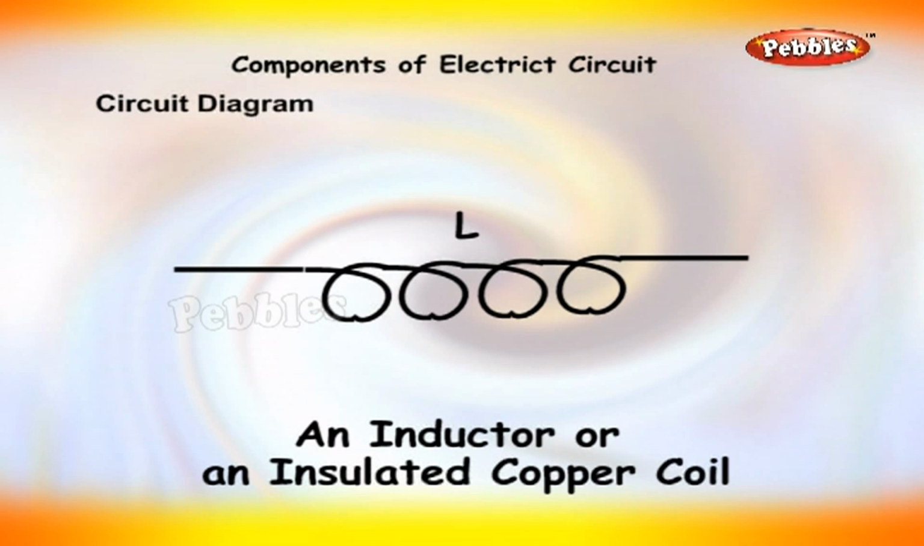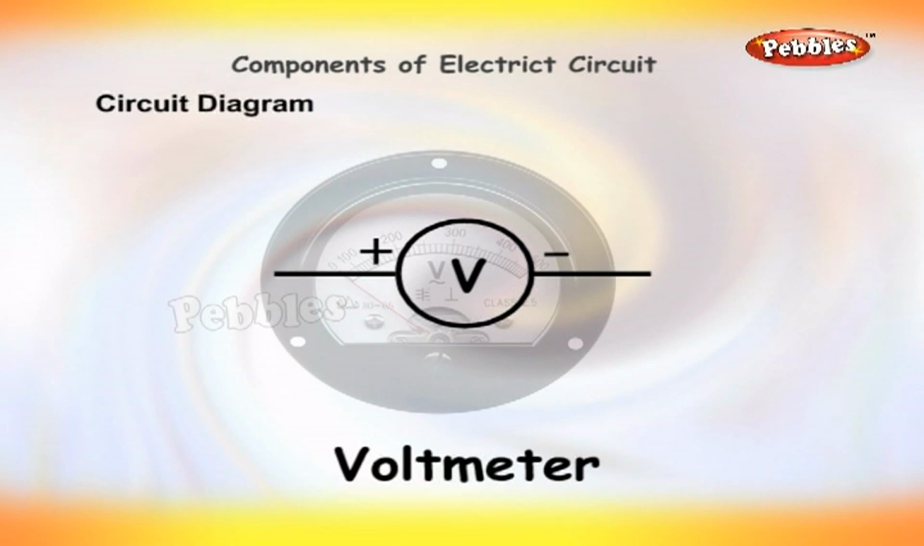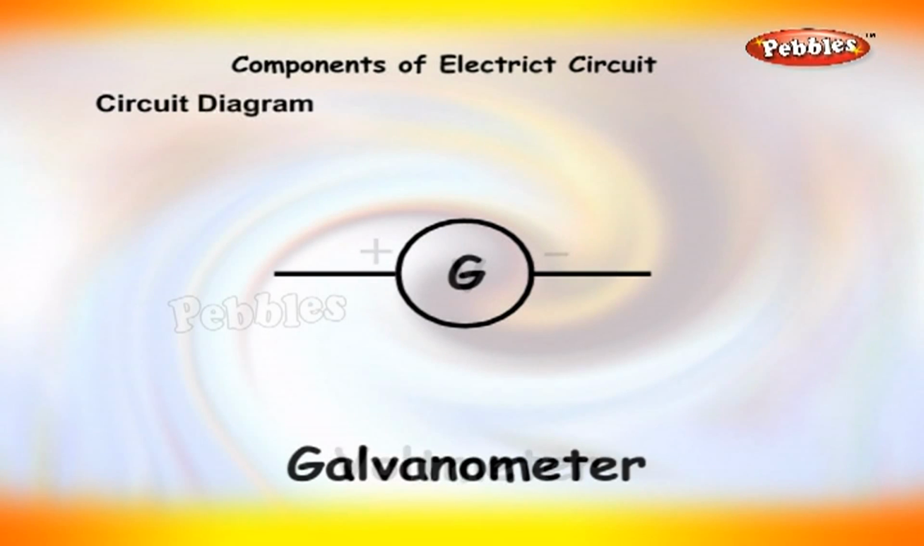An inductor, or an insulated copper coil. Connected in parallel with a battery of AC source. Ammeter, to measure the magnitude of current. Always connected in series with the positive marked terminal towards the higher potential. Voltmeter, to measure the potential difference. Connected in parallel across the load with positive marked terminal at higher potential.